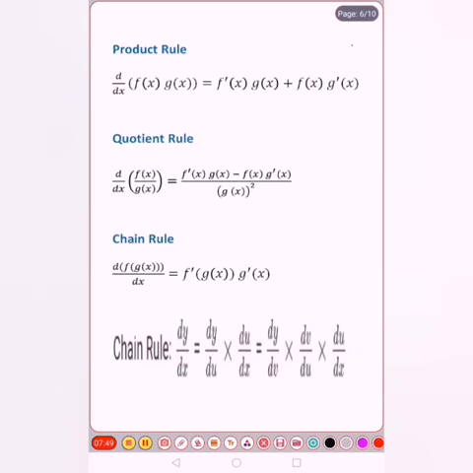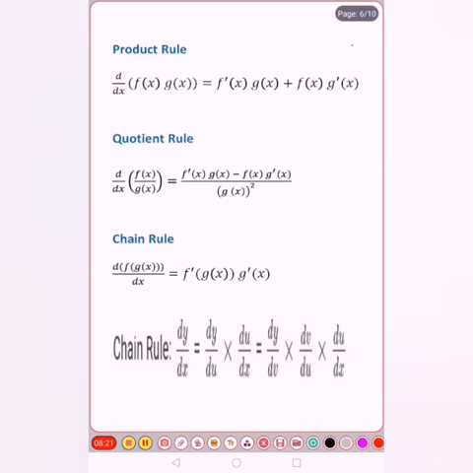Now the chain rule, this is the most important rule in differentiation. Chain rule: the differentiation of f(g(x)) is equal to the differentiation of f at g(x) and the differentiation of g(x). This is the chain rule in the form of functions. Now this chain rule is also in the form of constants and variables. Now we will see this also.